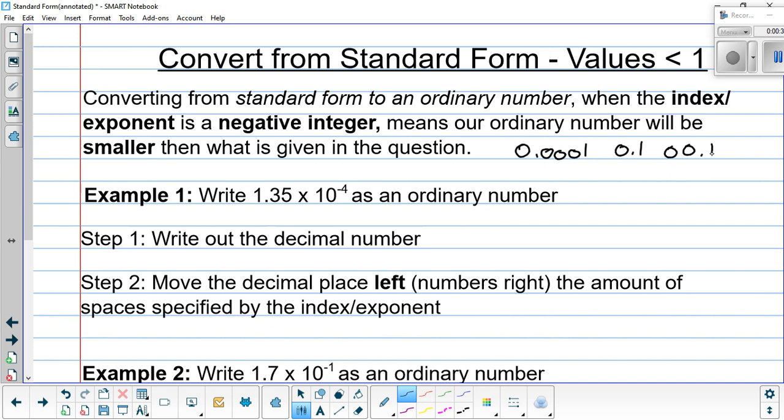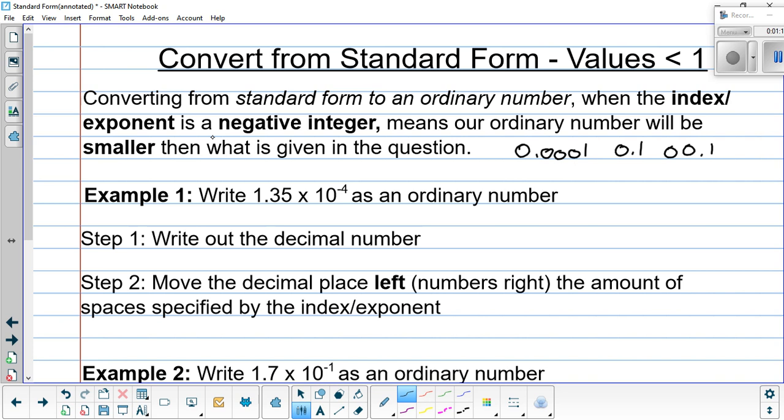Okay, so what are the requirements? Well, we have to have our index, and it has to be negative. So it's going to have this little negative sign, like in our example 1 or example 2 that you can see there, where we have -1. So we have this negative value, and it has to be an integer, same as if we were going into standard form. And then our ordinary number is going to be smaller than what's in the question. So if it gives us 1.35 in the example, our actual number is going to be much, much smaller than that. Same digits, 1, 3, and 5, but just in a different place.